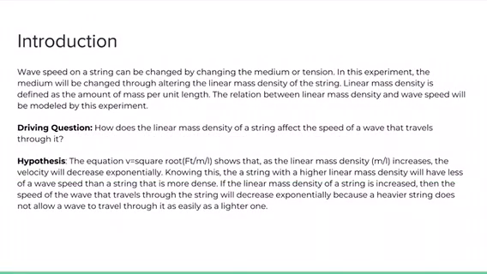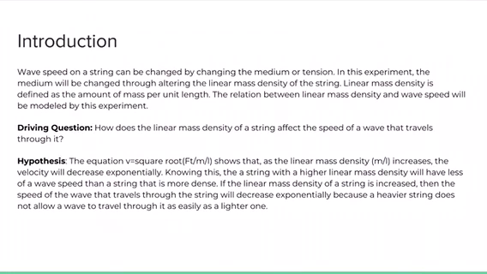Wave speed on a string can be changed by changing the medium or tension. In this experiment, the medium will be changed through altering the linear mass density of the string. Linear mass density is defined as the amount of mass per unit length. The relation between linear mass density and wave speed will be modeled by this experiment.